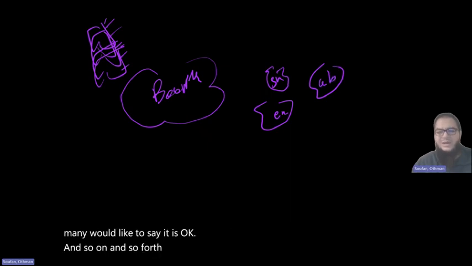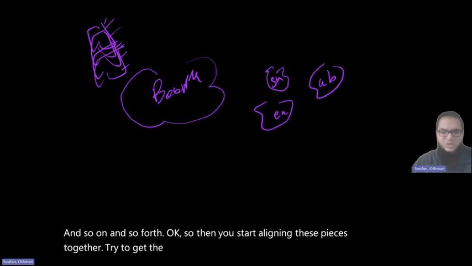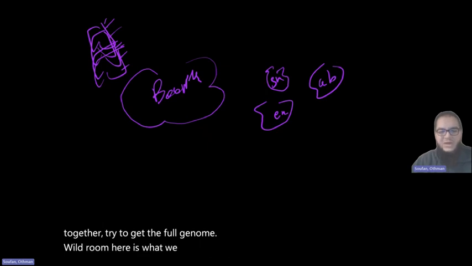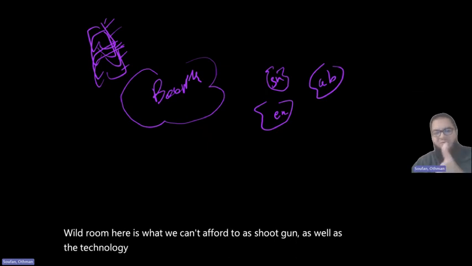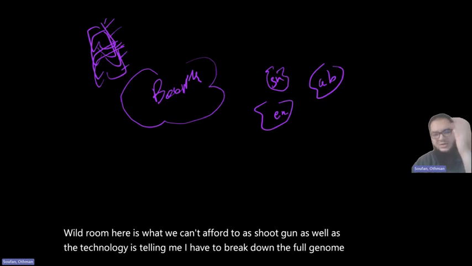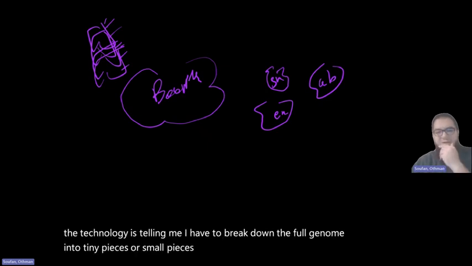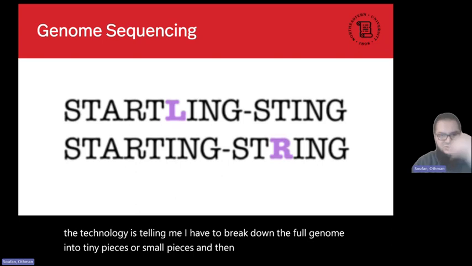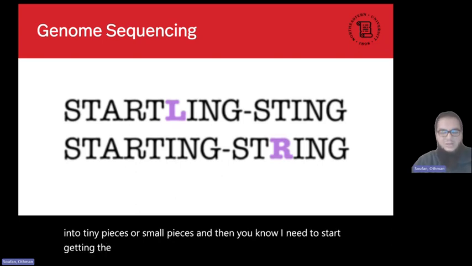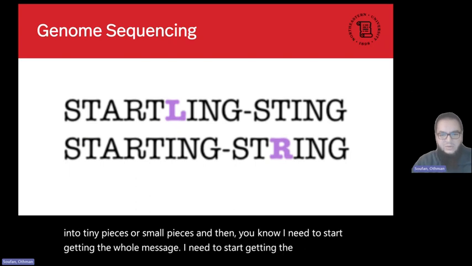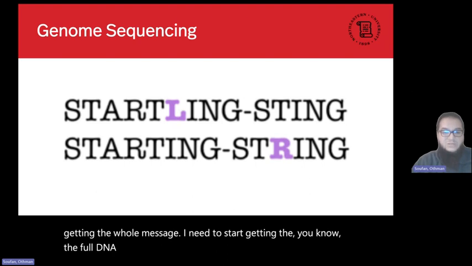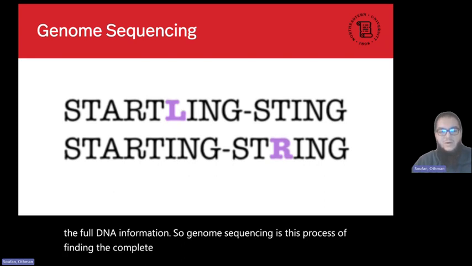Okay, so then you start aligning these pieces together, try to get the full genome. Well, boom here is what we can refer to as shotgun, as well as the technology is telling me I have to break down the full genome into tiny pieces or small pieces. And then, I need to start getting the whole message. I need to start getting the full DNA information. So genome sequencing is this process of finding the complete DNA sequence of an organism's genome.